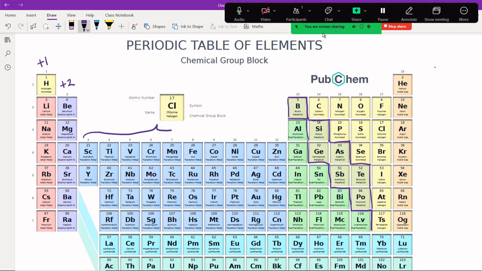Everything here in the middle, columns 3 through 12, these are known as your transition metals. And why are they transition metals? Well, if we think about the word transition, it means to move between things. Unlike the metals of the first two columns, which have fixed charges of +1 if you're in the first column or +2 if you're in the second column, transition metals can have different charges depending on what other elements or atoms they are paired with and how many they are paired with.